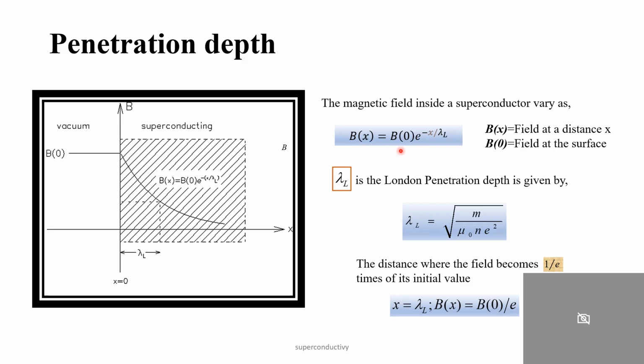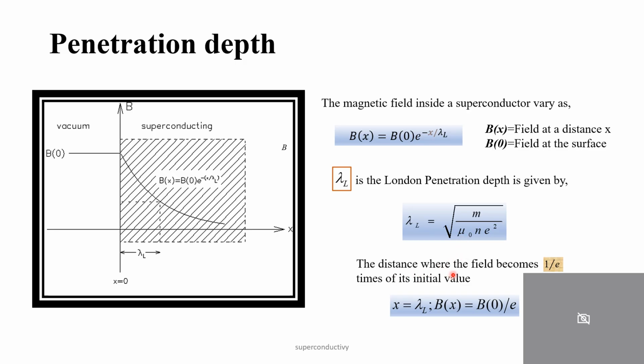This is the expression of the magnetic field through the superconductor, that is Bx equals B0 e to the minus x by lambda L, where Bx is the field at a distance x, B0 is the field at the surface, and lambda L is called the London penetration depth, whose expression is root under m by mu naught n e squared. So m is the electronic mass, n is the super electronic density, e is the electronic charge, and mu naught is the permeability of free space.